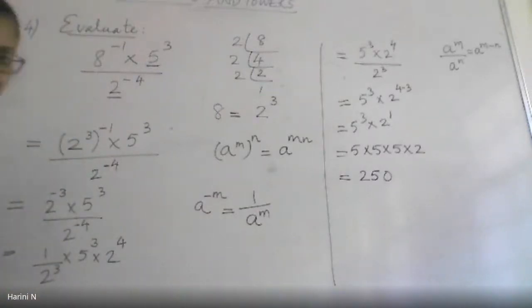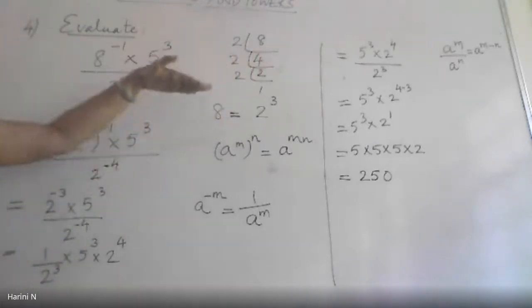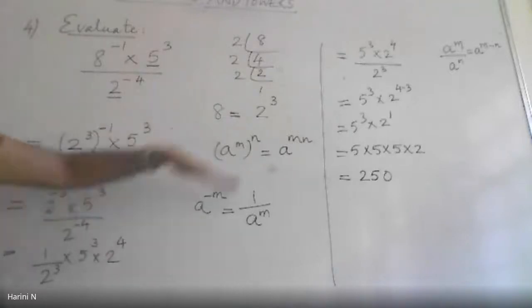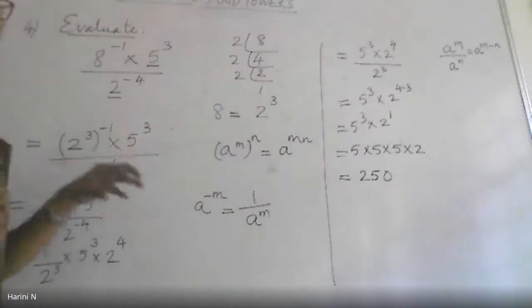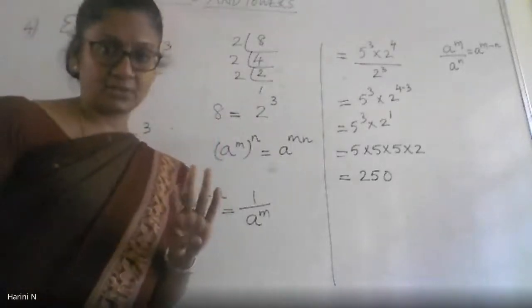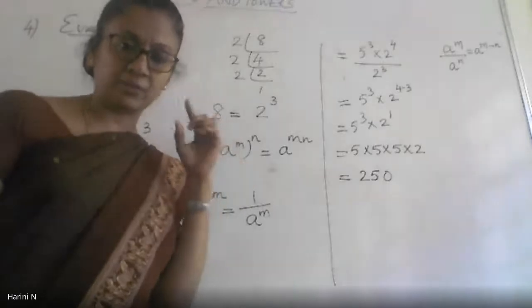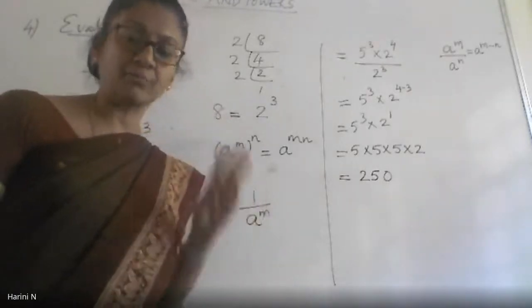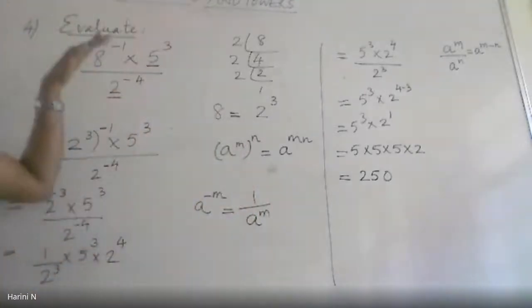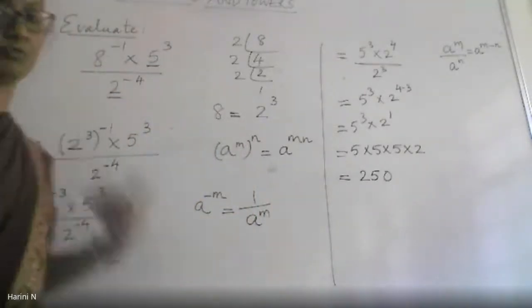Any doubt? Clear? So see how many steps you have done, and you have used almost 3 laws of exponents in the same problem. So these kinds of problems will be eligible for 4 marks. Because in this chapter I have taken one question from 1 mark, one question from 2 marks, and one question from 4 marks. So you must know that such kind of problems can be asked for 4 marks.